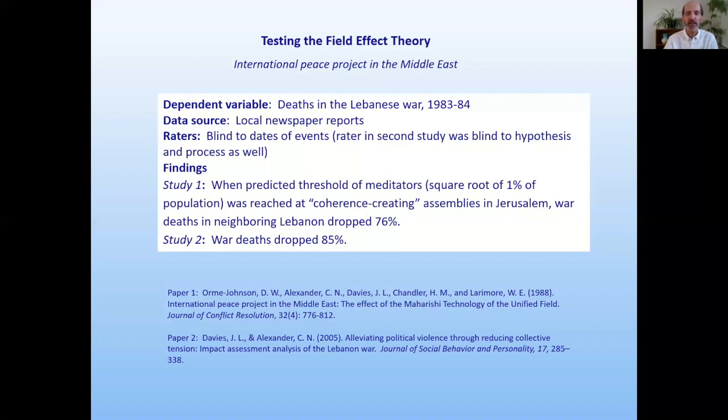Using time series analysis, workers found that whenever the predicted threshold of meditators was reached at assemblies in Jerusalem, war deaths in neighboring Lebanon dropped 76%. A replication study, employing a highly experienced independent scorer who knew nothing about the hypothesis, looked at the same period as the first, plus the subsequent 2.25 years. The effect size was even greater. War deaths dropped 85% each time the threshold of meditators was reached. The savings in human suffering are incalculable.